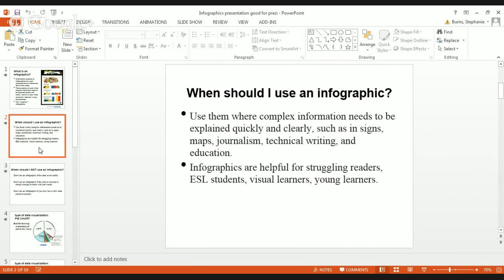When should I use an infographic? Use them where complex information needs to be explained quickly and clearly. Infographics are also helpful in the classroom. These would be very good for struggling readers, ESL students, visual learners, young learners. It's a picture that gives the idea of what you want to get across to your students.